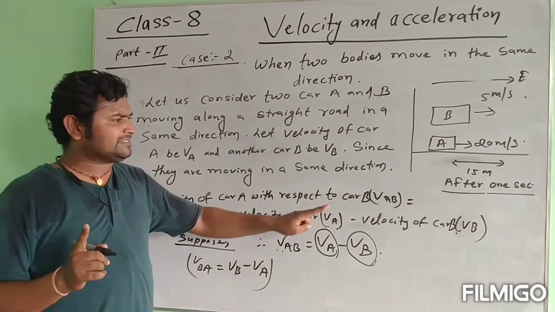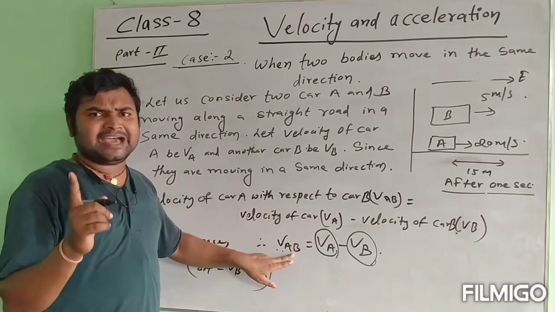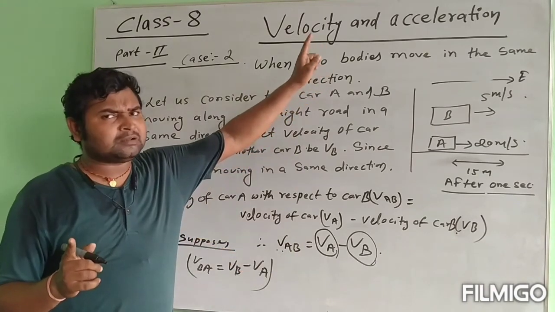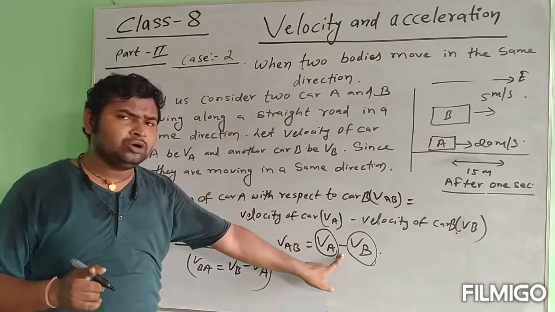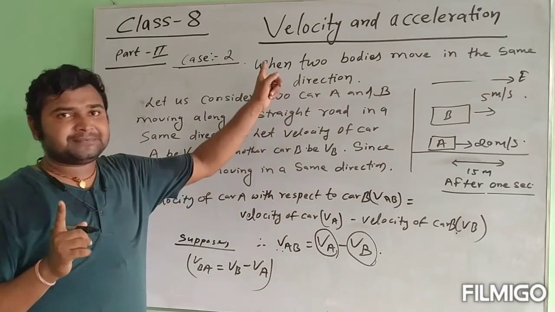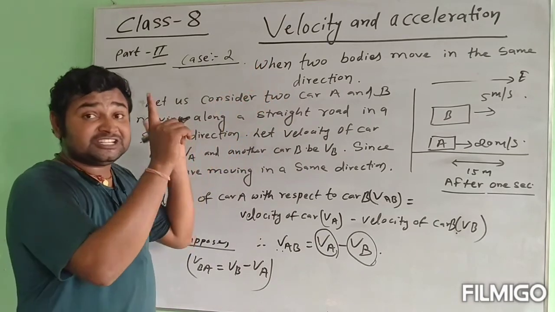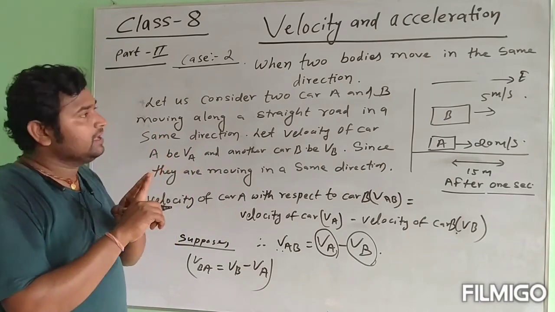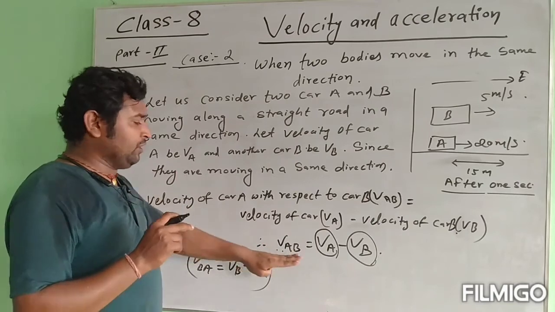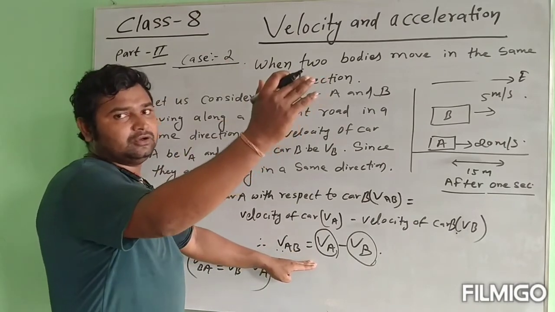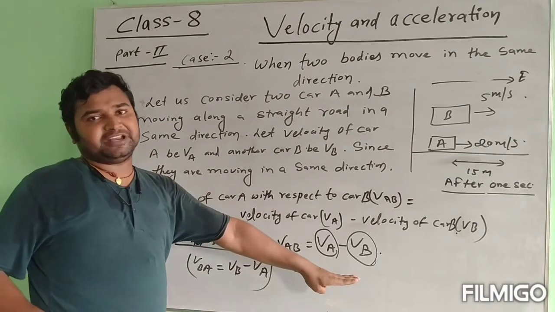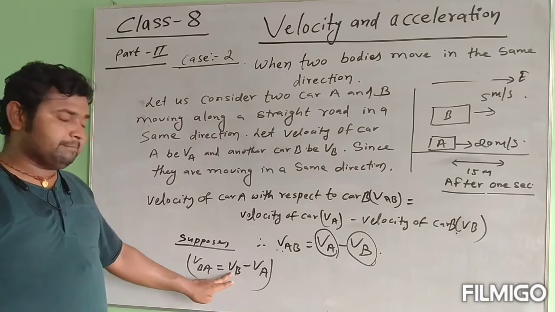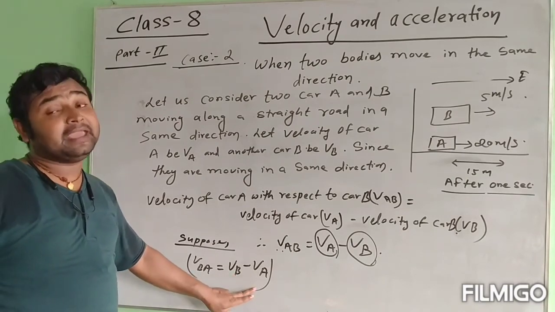When the two bodies are moving in the same direction, what do we have to do? Subtract. But in the other case we have seen that when the bodies are moving in opposite directions, we have to add. If the bodies are moving in the same direction with different velocities, we have to subtract, and we also have to consider their reference. For B with respect to A, it is the velocity of car B minus the velocity of car A.